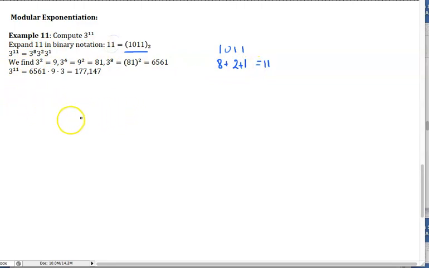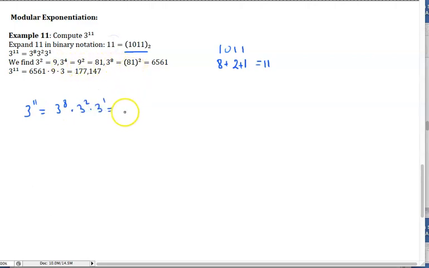Okay. All right, so basically we're going to find 3 to the 2 is 9, 3 to the 4 is 9 squared, 3 to the 8 is 81 squared, and so on. So basically this process of squaring and squaring and squaring again is much more efficient for the computer to do. Okay, so once we square everything, then 3 to the 11 is going to be, as I said, 3 to the 8 times 3 to the 2 times 3 to the 1.